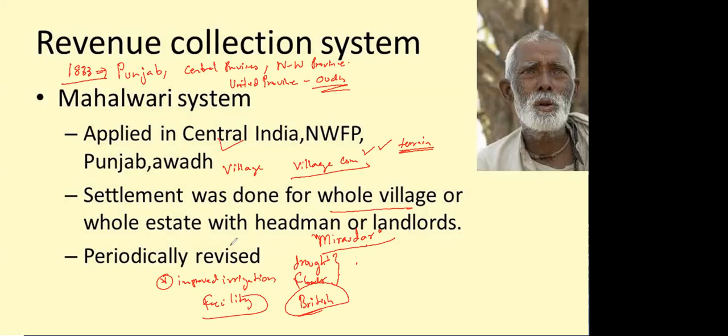Here, the village headman used to extract from the poor, small landholding farmers. Though when there is a drought or floods, the British were given the opportunity to revise it periodically, unlike the Permanent Settlement Act.